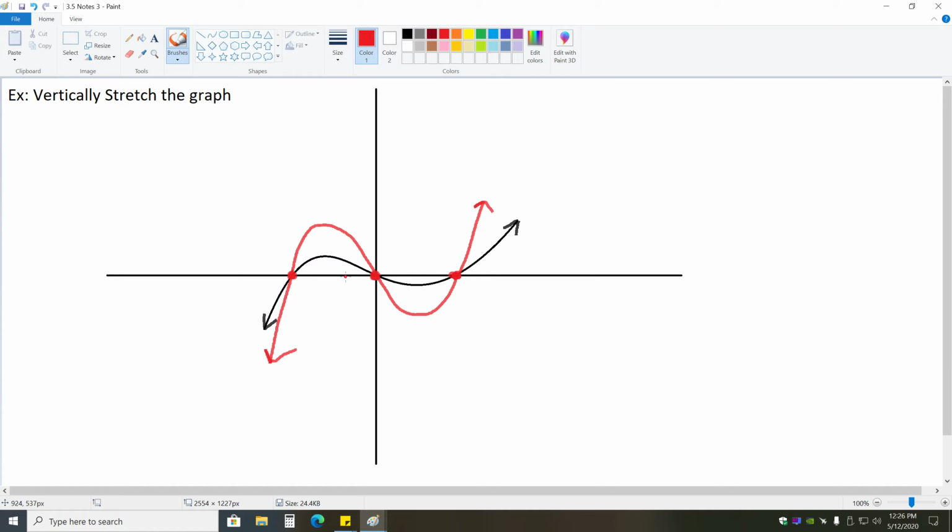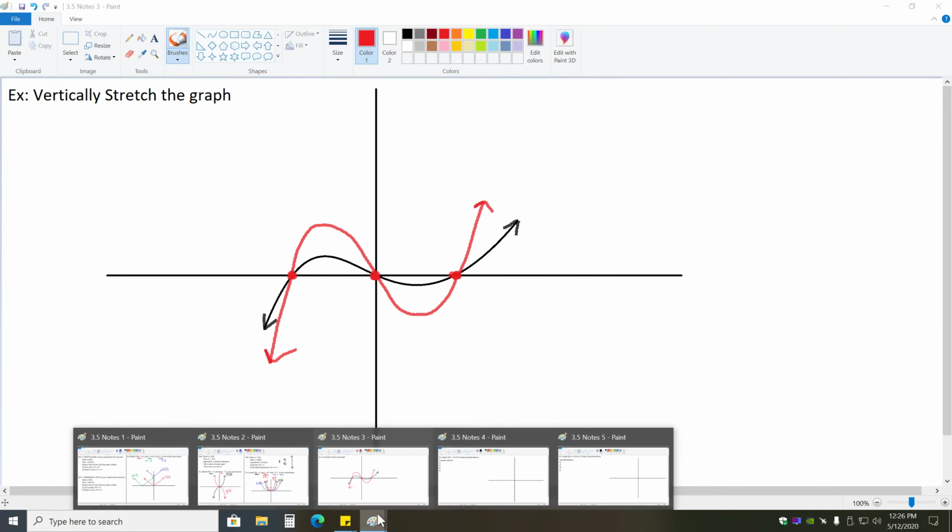But notice, none of these points moved their position on the x-axis. Only their y values were affected. The graph did not get any narrower or wider. So it is very important to remember vertical stretch and vertical shrink or compression has nothing to do with your x values being changed, only the y values.